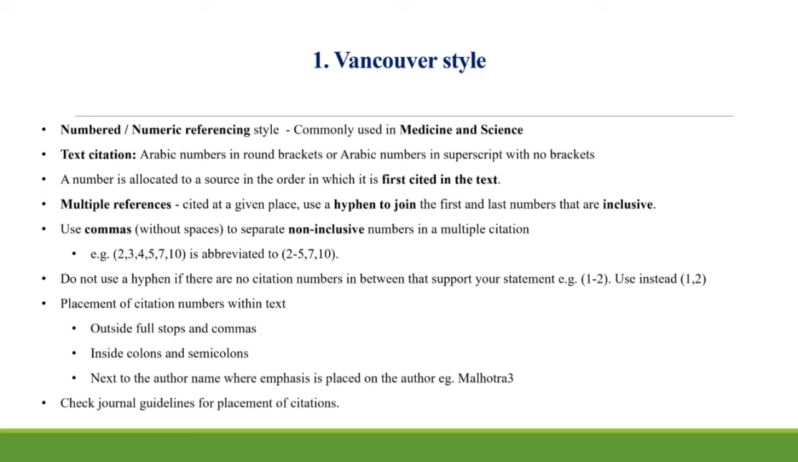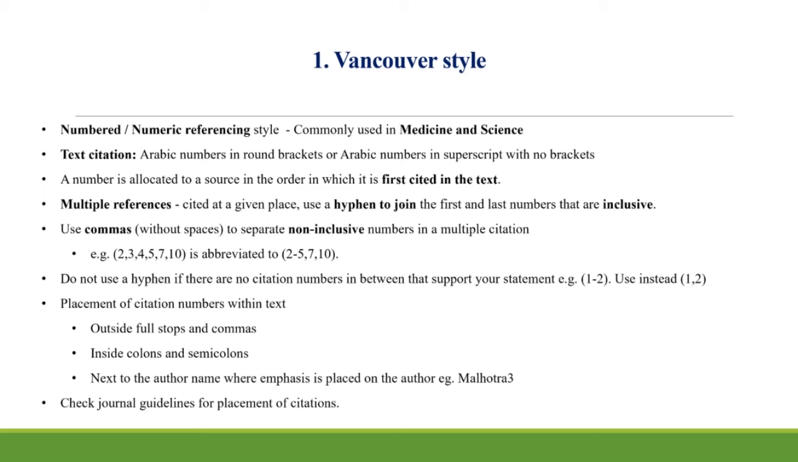And for example, if you have multiple references, you can use a hyphen to join the first and last number. In other words, you will have 1-5. So that includes reference 1, 2, 3, 4, 5. Right? So that's the Vancouver. And you can use a comma without spaces to separate. In other words, if you have 2, 3, 4, 5, 7, 10, you can put 2-5, then comma, 7 and 10. So that means 2, 3, 4, 5, 7 and 10.